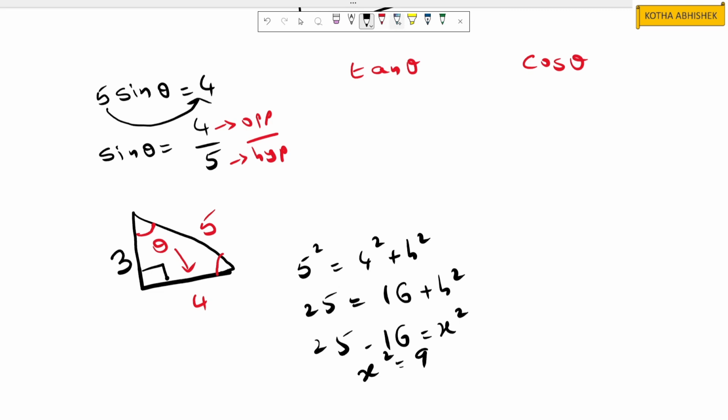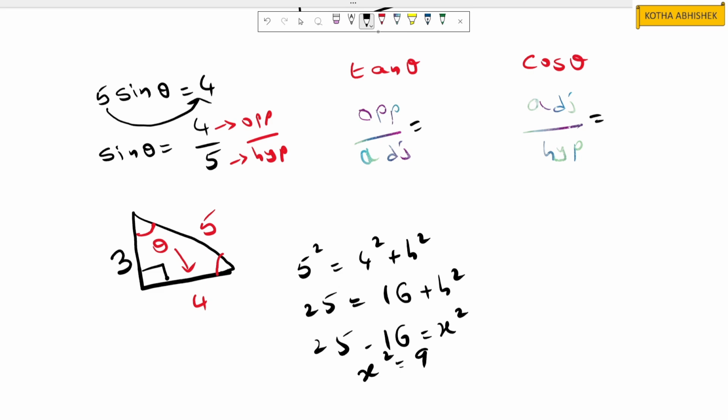Now he is asking us to find out the values of tan theta, right? So what is the formula for tan theta? Opposite side to theta divided by adjacent side to theta. And what is the formula for cos theta? Coming to cos theta, adjacent to the theta divided by hypotenuse. Whenever you are writing the formula, make clear one thing: only for sine and cos, the hypotenuse will be there in the denominator.